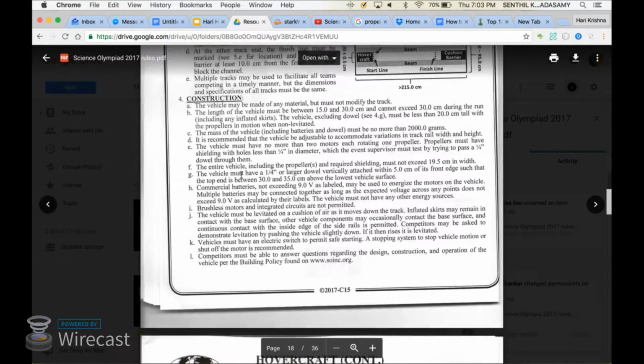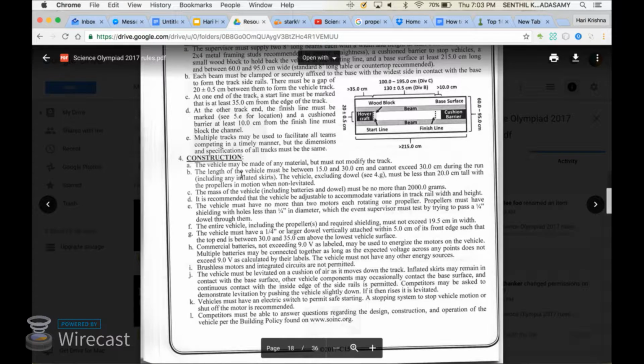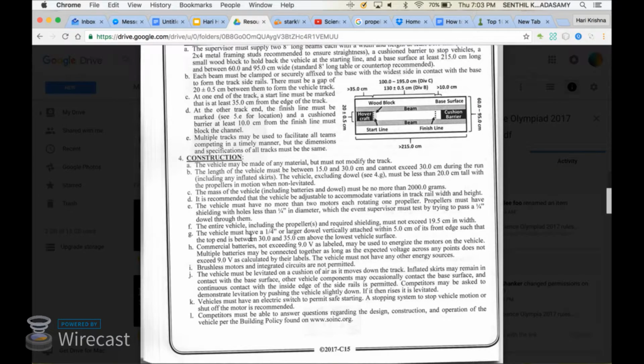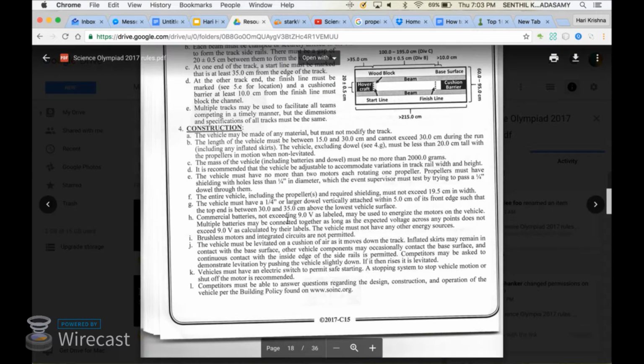And there are construction requirements for the actual vehicle also, such as the 1/4 inch dowel so that it can hit photo gates, which will measure its time, and there will also need to be 30 to 35 centimeters above the vehicle surface, so it has to be 30 to 35 centimeters thick. And then you'll need to have batteries that are 9 volts, and brushless motors and integrated circuits are not permitted. The mass cannot be more than 2 kilograms. The length must be between 15 and 30 centimeters and cannot exceed 30 centimeters during the run.